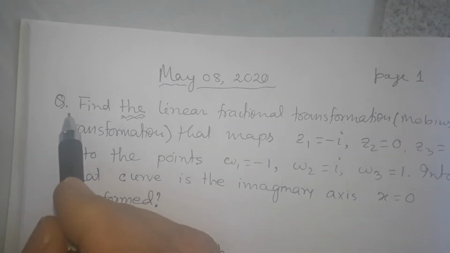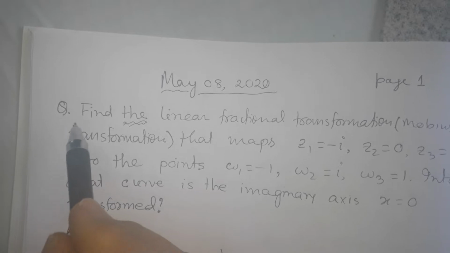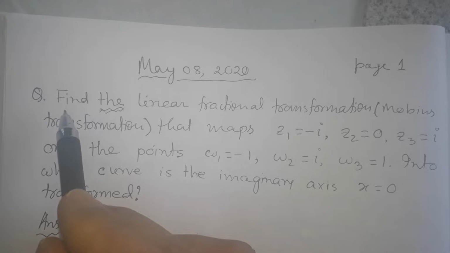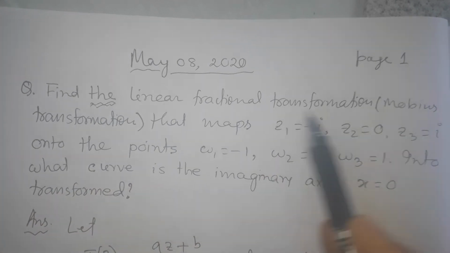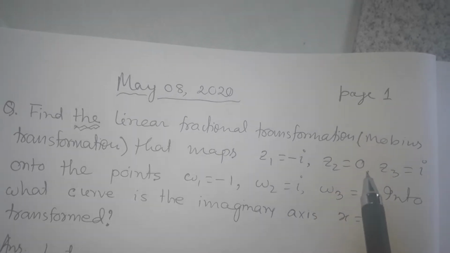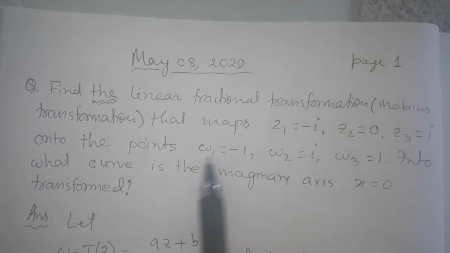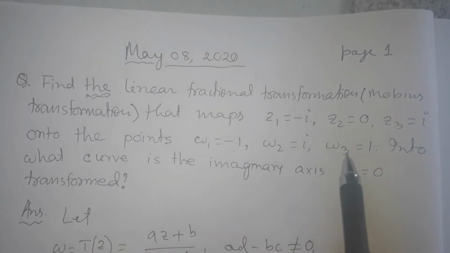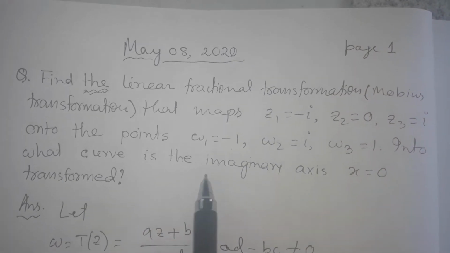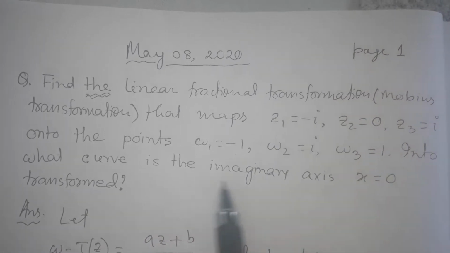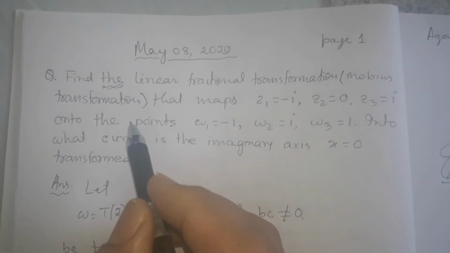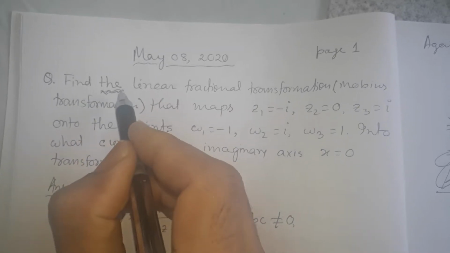So now we find a solution of a question problem. Here, find the linear fractional transformation, that is the Mobius transformation, that maps minus i, 0, i in the z plane onto the points minus 1, i, 1. And the second part is: into what curve is the imaginary axis x equal to 0 transformed under the mapping? In the question I have written, find the linear transformation.